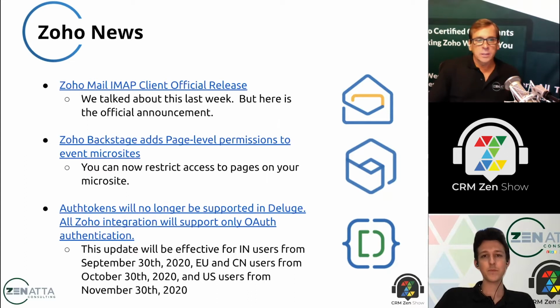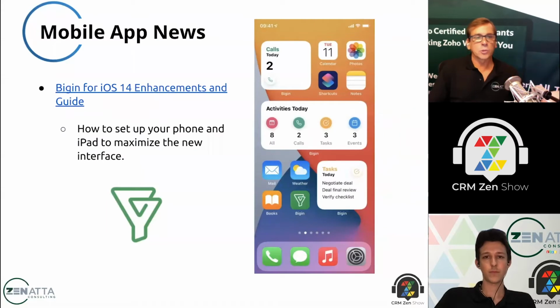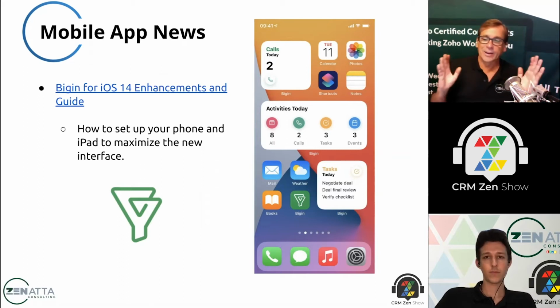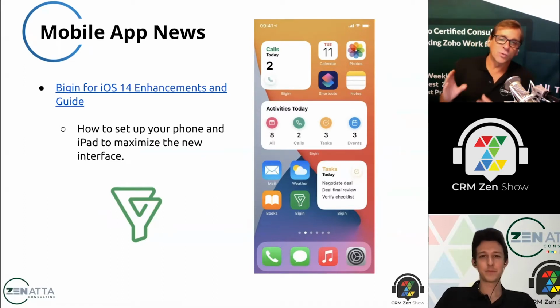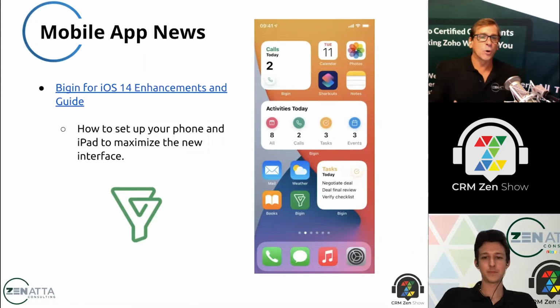Yeah, and we talked about this being a bit of a slow news week, so we're duplicating another story here as well. In mobile app news, I liked this one. So Bigin for iOS 14 enhancement guide, and this has been all over the news this week. Not Bigin, but basically how to really trick out your iOS 14 iPad and iPhone home screens with widgets and custom icons and all sorts of stuff. And this gives you a nice little step-by-step guide.